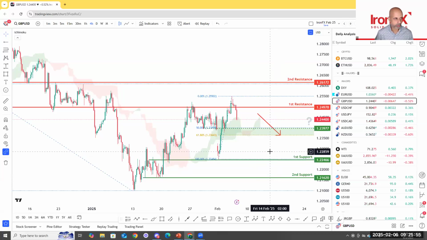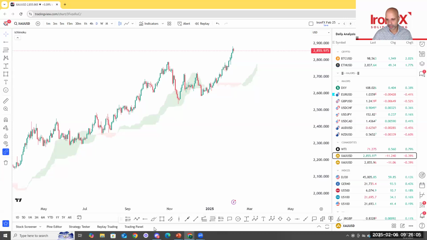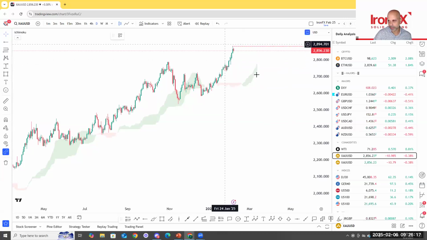All right, so we've covered dollar index and cable. Let's move on over to the commodities, starting with gold. And let's start on the daily time frame. And we can see here yesterday, Wednesday, 5th of February, this is spot gold making its latest intraday high at $2,882.31 per ounce here, and it is pulling back slightly as we speak.